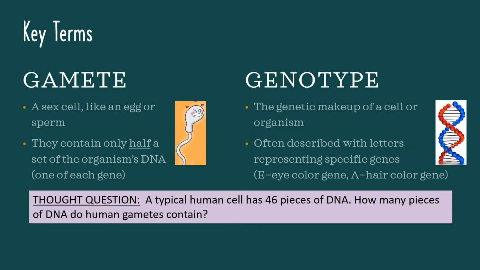Here's a thought question to see if you follow me. A typical human cell has 46 pieces of DNA. Therefore, how many pieces of DNA do human gametes contain? Remembering that a gamete contains only half the set of the organism's DNA, half of 46 is 23. So there are 23 pieces of DNA in each sperm or egg.